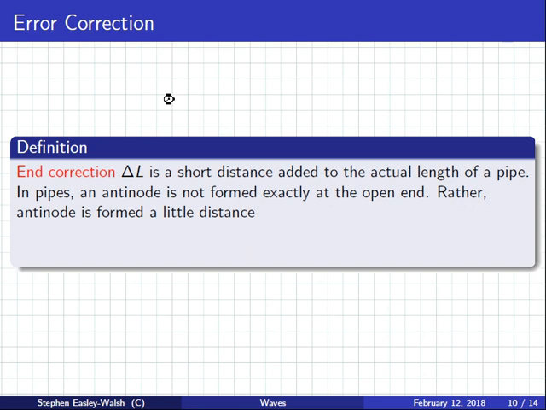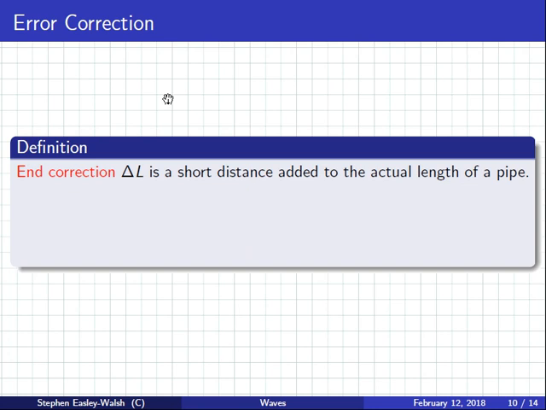When I was looking this up, there doesn't seem to be one established definite formula to use. There are different formulas you can use, and it depends on the diameter and the radius of the pipe and all these different things, but when it's come up in the past exam, they're not expecting students to know any formula for this. And it's not in the formula book, but I want you to at least know what it's called. End correction, delta L. The short distance added to the actual length of the pipe.